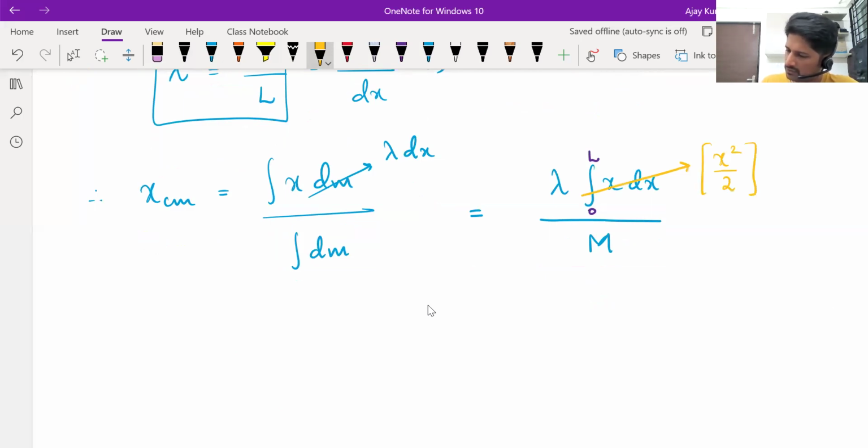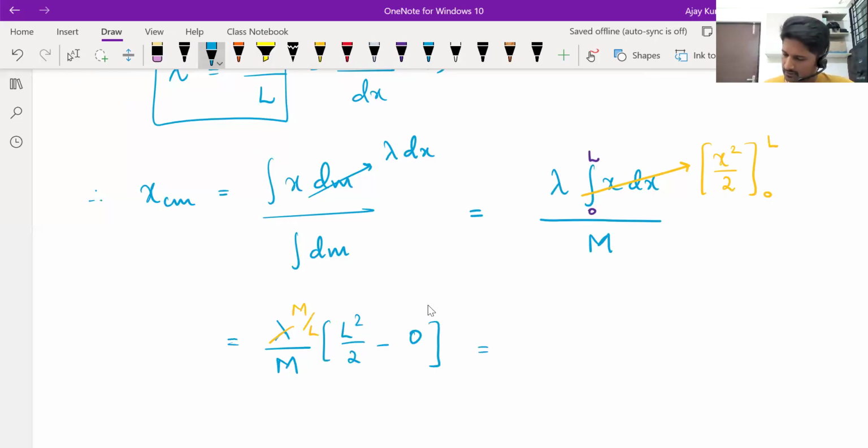In this, we'll have to substitute the limits 0 to L. We'll do that. So we are left with lambda by m into, now if you substitute the upper limit, it becomes L square by 2. Substitute the lower limit 0, it becomes 0 by 2, that is 0. And we know lambda is m by L. Mass gets cancelled. You will be left with 1 by L into L square by 2, effectively becoming L by 2. That's the position of center of mass of this rod.